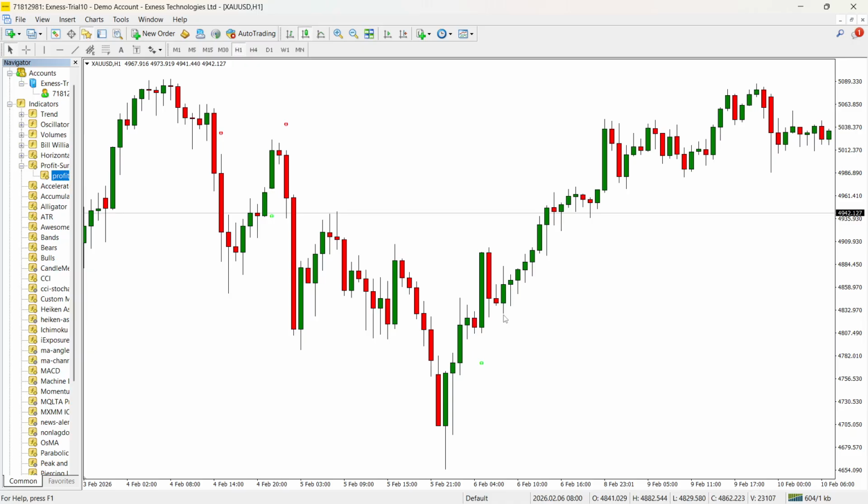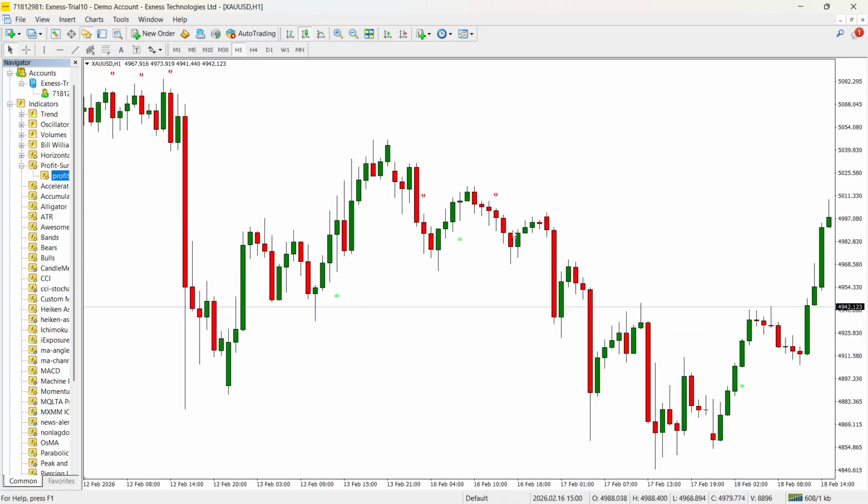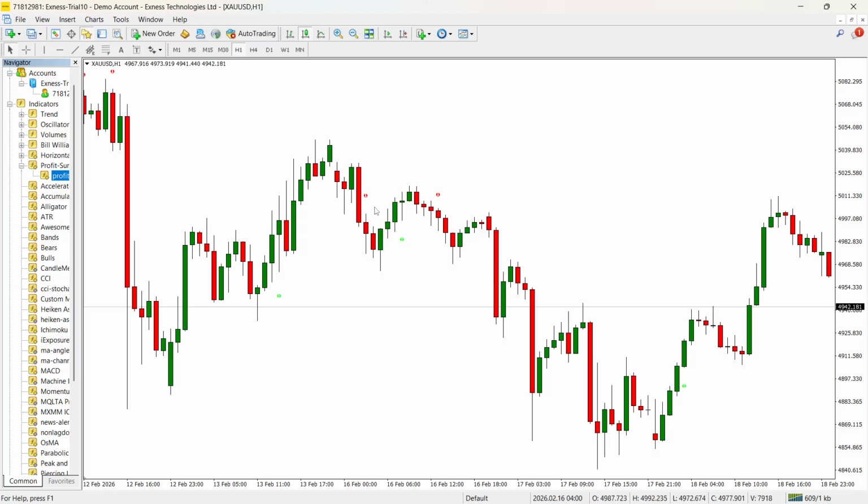On the chart, the profit sunrise indicator plots buy and sell signal markers directly on the main MT4 price charts. Green circles, as you can see over here, mark potential buy conditions, while red circles, like the ones we have up here and here, mark potential sell conditions.